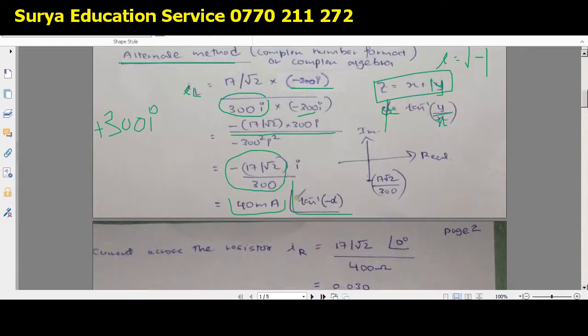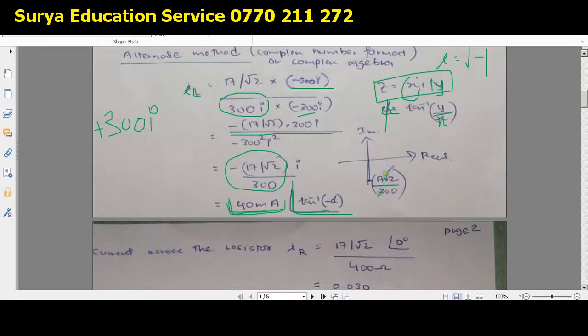So now here if you are going to consider this part, it is the modulus, because you can't give a negative value to the modulus. So that would be same as 40 milliamps. So here in this case, now just look at this minus 17 divided by root 2 divided by 300 as a complex number. If you consider this x plus iy format, there is no real part. The only value that you have is minus 17 divided by root 2 divided by 300, that is the y value. That y value you divide by 0, because the real component is 0.